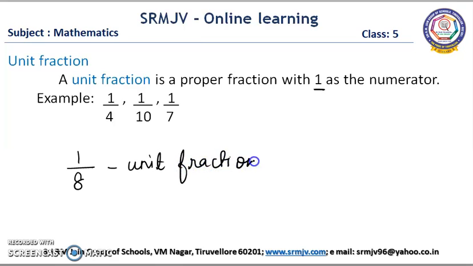Can you understand? Whether 2 by 3 is a unit fraction? Here 2 by 3 is a proper fraction, but the numerator is not 1. So 2 by 3 is not a unit fraction. If the numerator is 1, then only we can say that the fraction is a unit fraction. Is it clear, children?